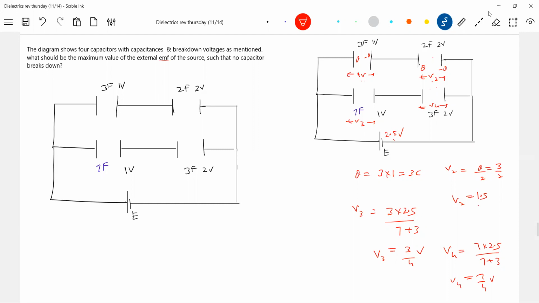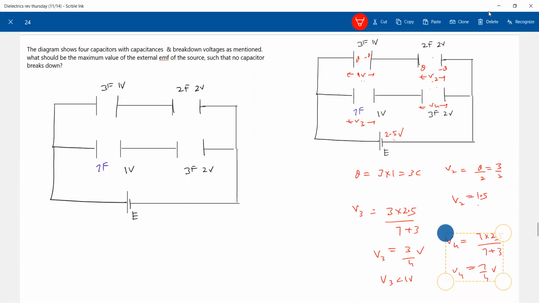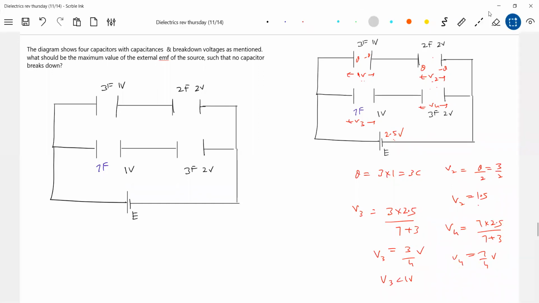Look at V4, is it less than 2 volt? Yes, it is. Look at the V3, is it less than 1 volt? Yes, it is. I think all the capacitors are safe here, no? Now, student, now you have to ask the question, sir, why have you chosen this one only? Why don't you choose this?